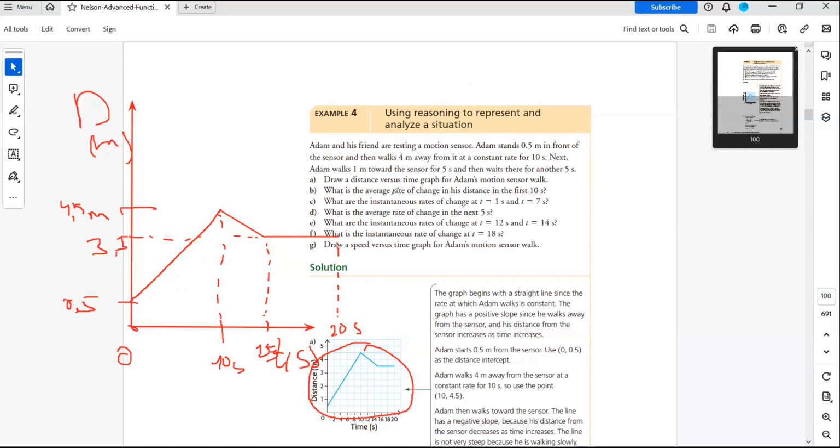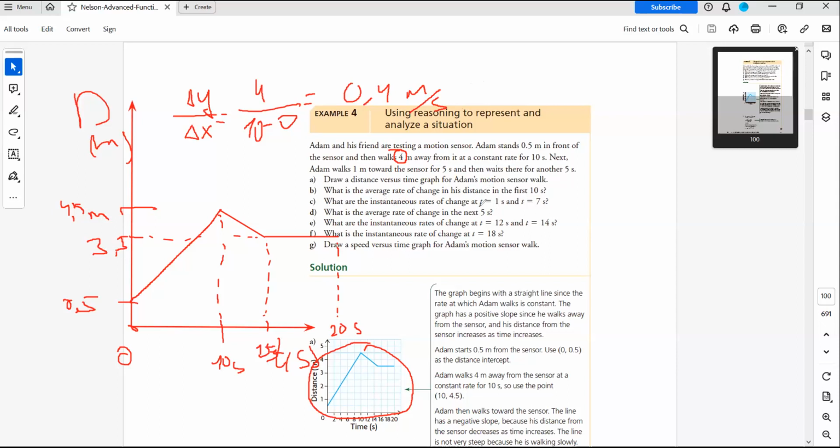Okay, what is the average rate of change in his distance in the first 10 seconds? It's pretty easy to do again, delta y over delta x. In the first 10 seconds, from 0 to 10, so 10 minus 0 in the denominator, and the y difference is 4 meters. We basically know it from the question. He walked 4 meters away, so delta y would be 4. 4 divided by 10 will be 0.4 meters per second. That's the rate of change that he was walking with for the first 10 seconds.